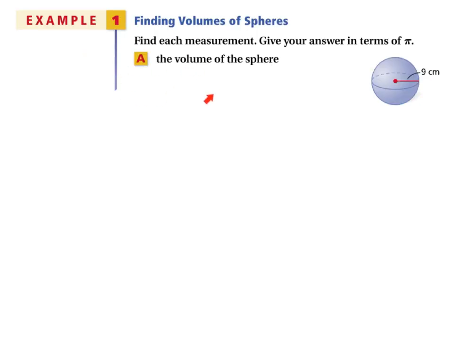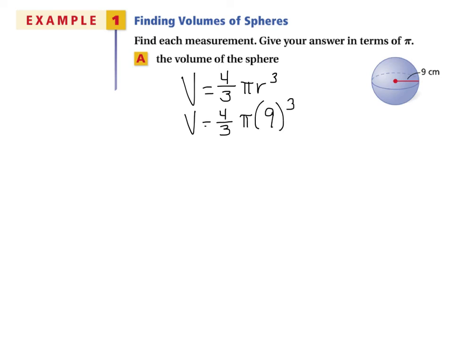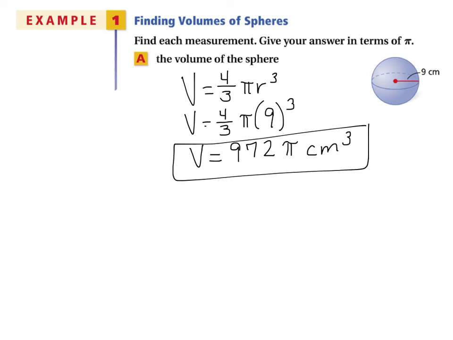Example number 1, which you should be writing in your notes, says find the volume of a sphere in terms of pi. Step 1, we write down the formula. 4/3 pi r cubed. We know the volume. It's going to be 9 cubed. And we simplify that into 972 pi centimeters cubed.